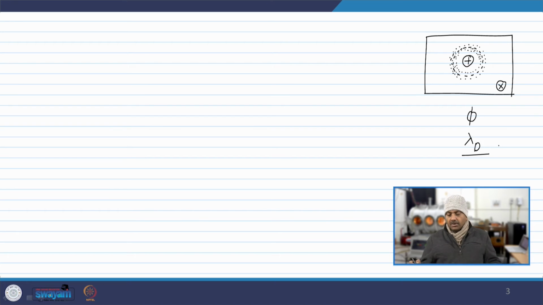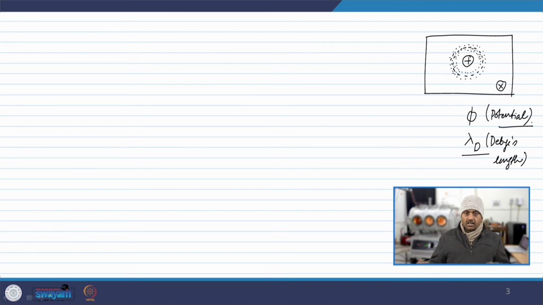This characteristic length is generally written with the symbol lambda d, which is called the Debye's length, and this is the Debye's potential. Now, in our discussion we are going to derive mathematical expressions for both Debye's length as well as potential. At the same time, we will also try to understand the physics behind each mathematical step, right. Okay. So, we can start.